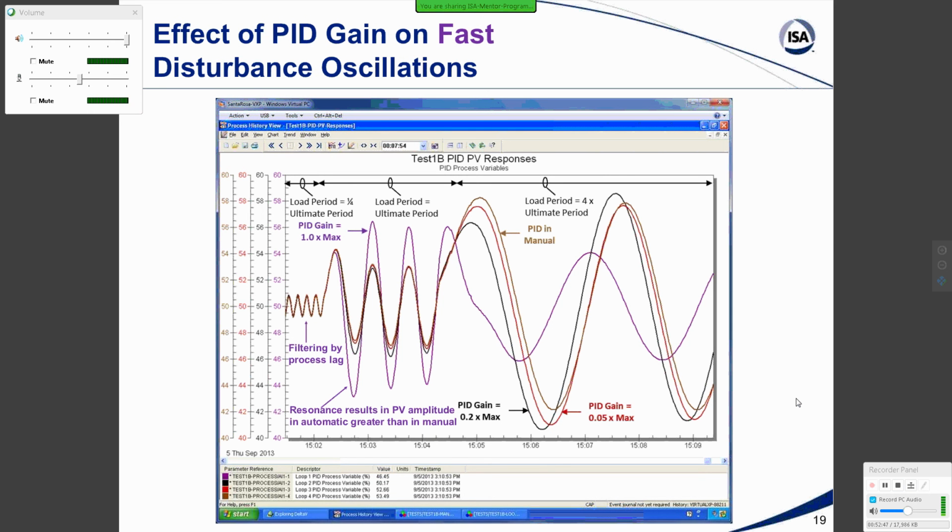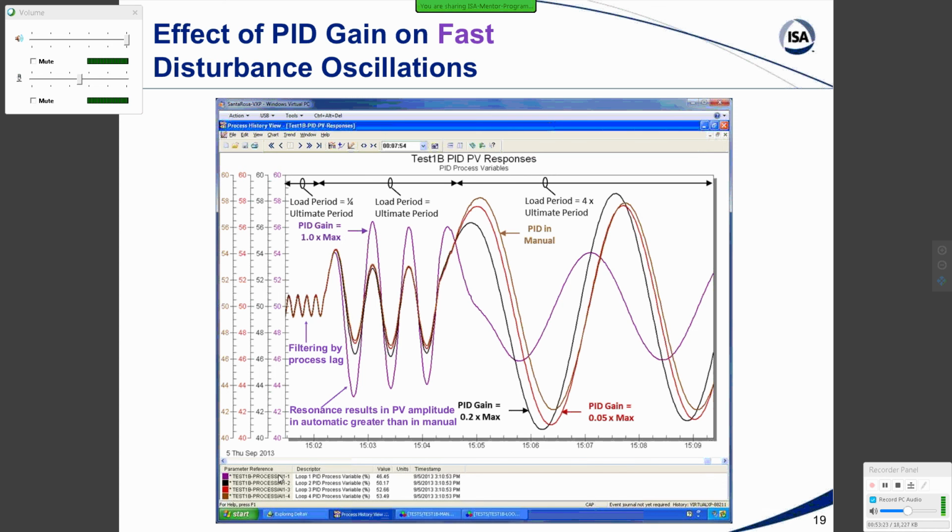Okay. Very quickly, we're going to look at resonance. And a key thing to focus on here is that the brown oscillation is with the PID in manual. So the PID in manual shows you the source of the oscillation that's happening from another loop. And so the question is, when we put it in automatic, does it do better or worse?